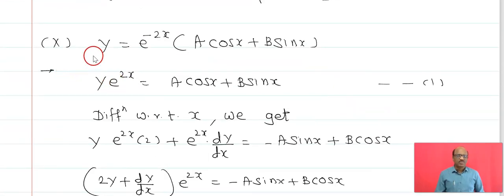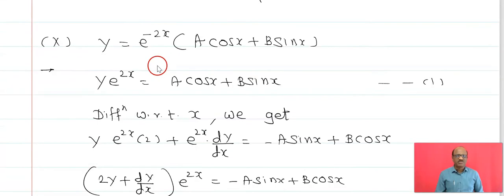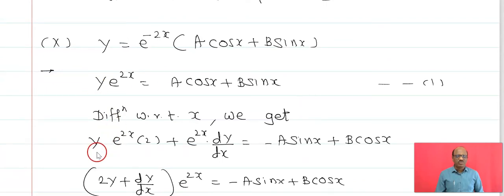Now the 10th problem: y equals e raised to minus 2x in bracket a cos x plus b sin x. If we simplify, e raised to minus 2x is 1 upon e raised to 2x, and again simplifying, we get y into e raised to 2x equals a cos x plus b sin x. Now differentiate this with respect to x, applying the product rule. Y into the derivative of e raised to 2x, which is e raised to 2x into 2, plus e raised to 2x and the derivative of y, which is dy by dx. Now a cos x plus b sin x.